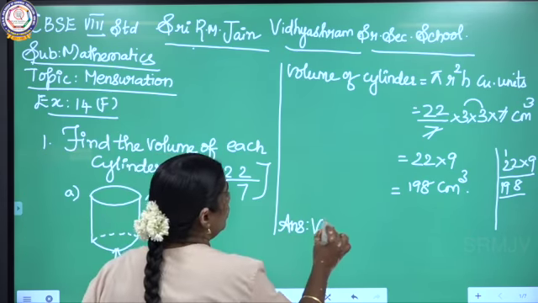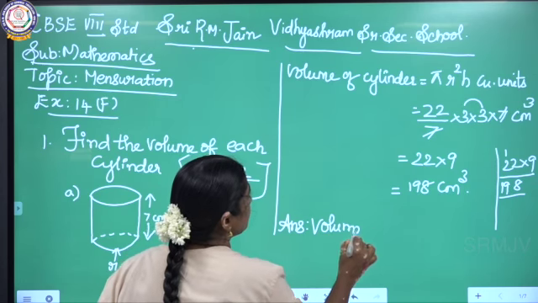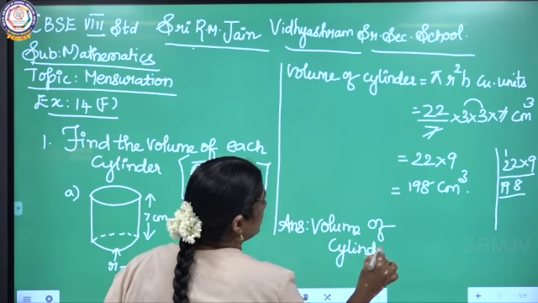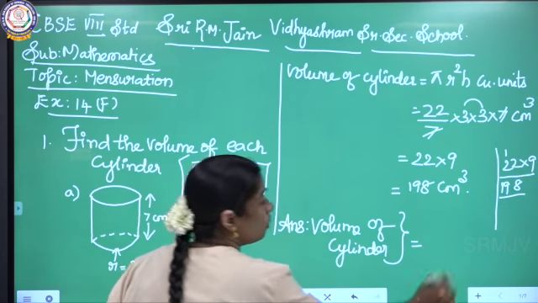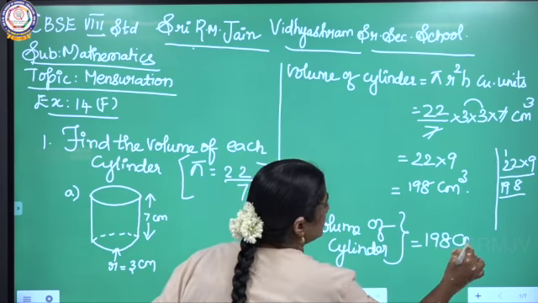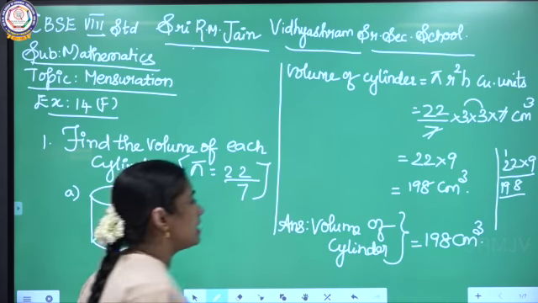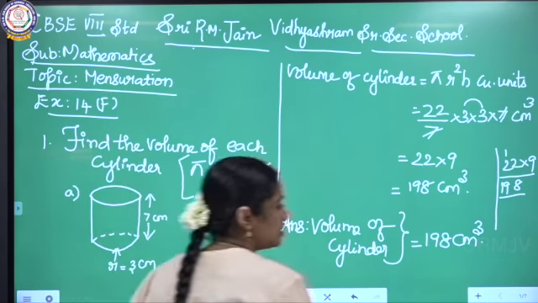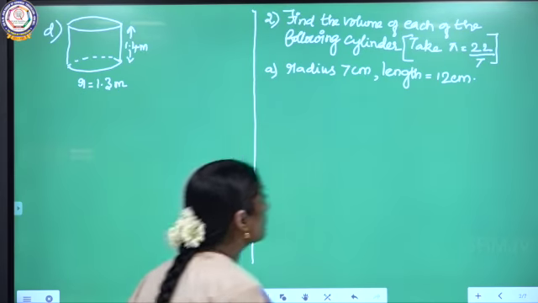Volume of cylinder is equal to 198 centimeter cube. Just I am substituting in the formula. Can you clear this, children? Shall I move on to the next sum?